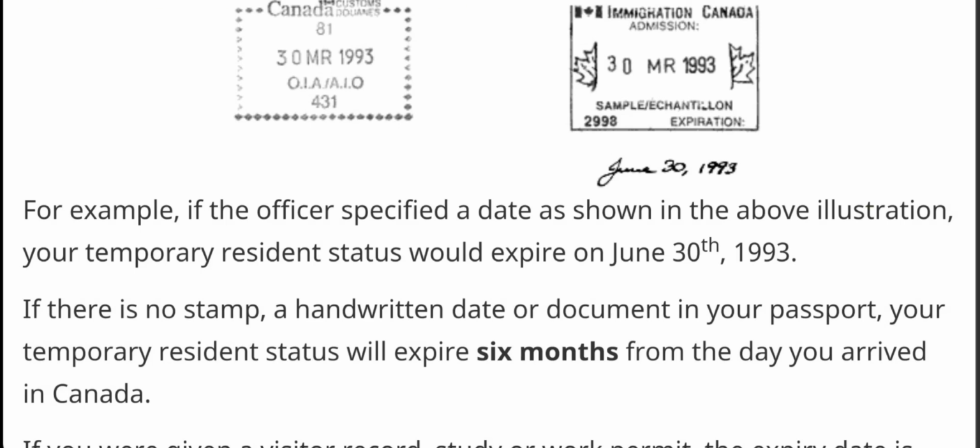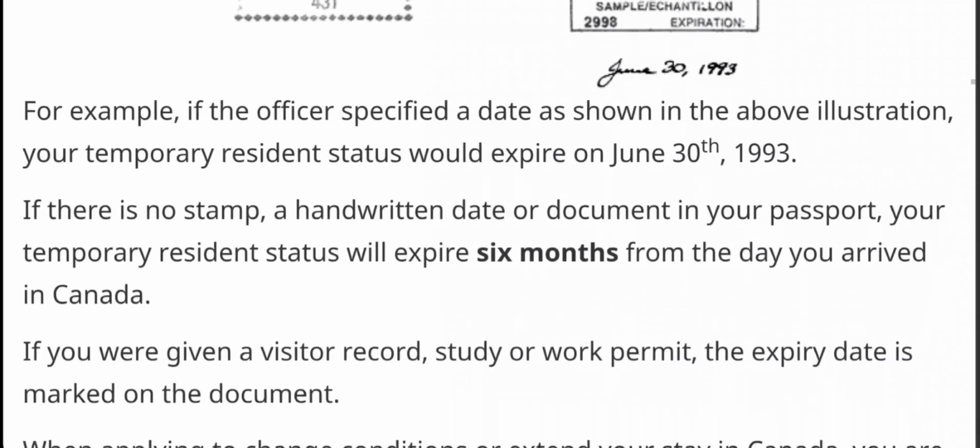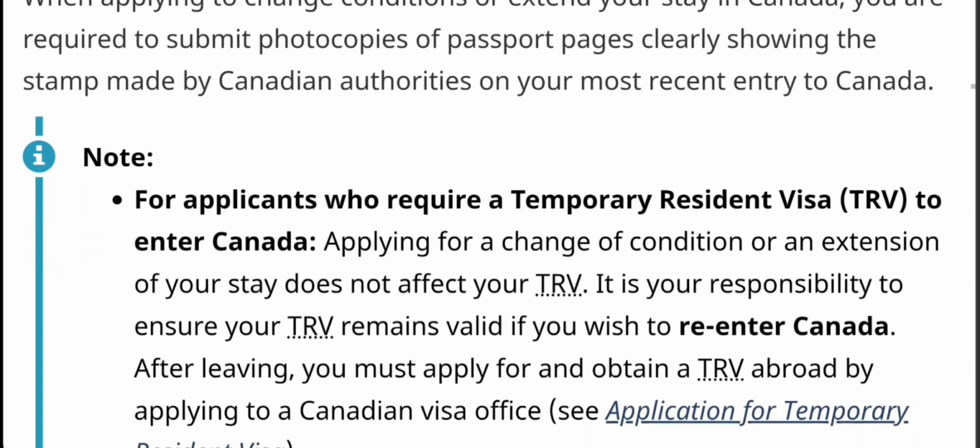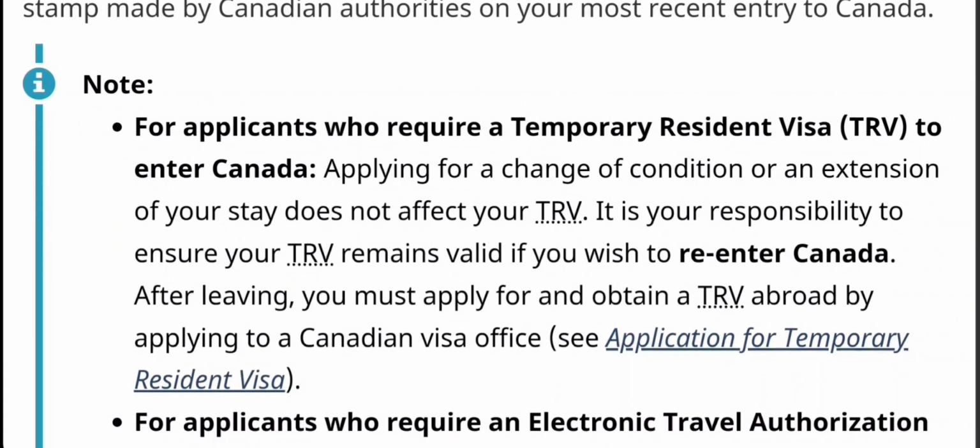Now, it's telling us that when you arrived in Canada, you gave your passport to the officer. They authorized your stay by placing a stamp. That stamp is the date that you have to leave Canada by. But if you don't have a stamp on your passport, that means you will calculate 6 months from the date that you arrived in Canada. If you are given a visitor record, the expiry date will be shown on that document. Okay? That's very important information that most people have asked me at different times.